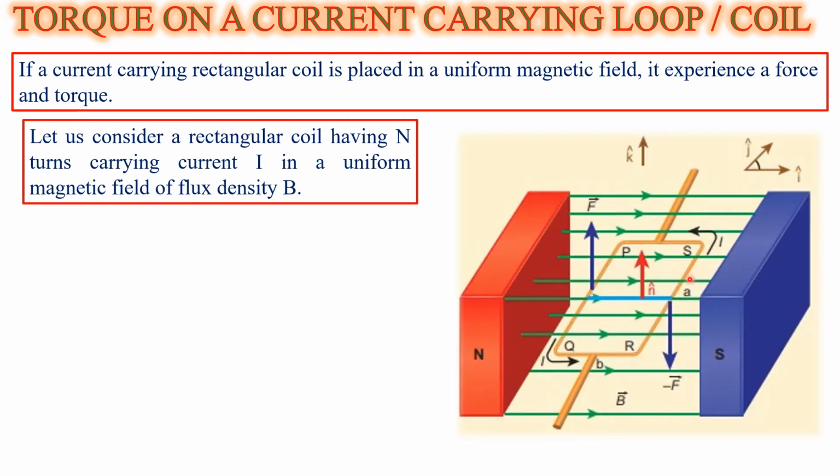B. Here we have a uniform magnetic flux density B represented by green arrows, and we have a rectangular coil which is placed in this uniform magnetic field, and this rectangular coil has n number of turns. And current passing through this coil is I, and its direction is shown with this black arrow.